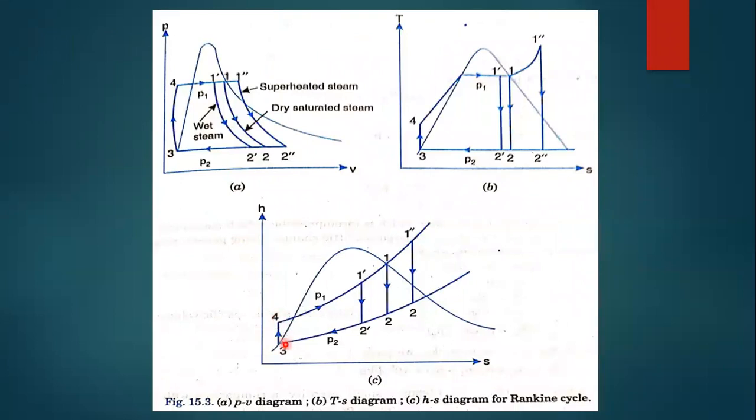That is the pump work, right? HF4 minus HF3. And what is the corresponding specific volume here? V3. V3 is equal to V4. Here you can see the corresponding specific volume is V3, right?